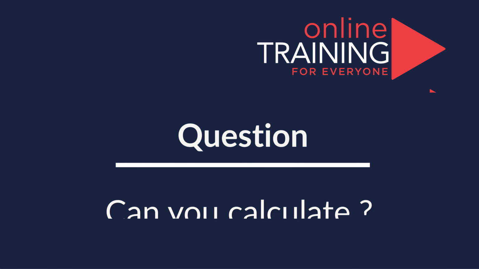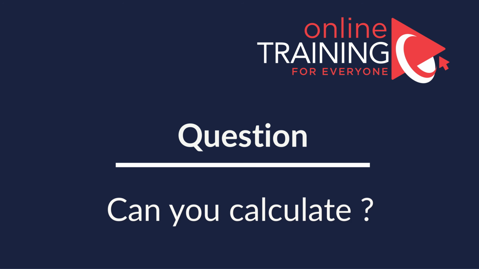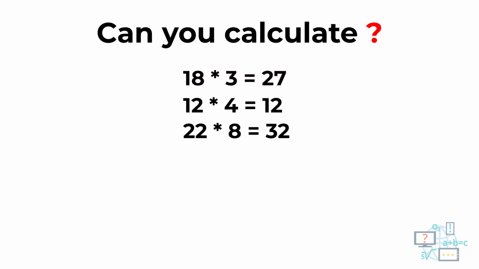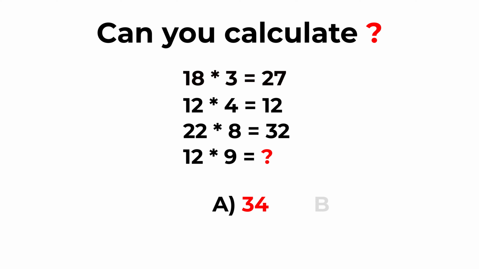Here's an interesting problem from the real test. You're presented with 3 full expressions. 18 by 3 equals 27. 12 by 4 equals 12. 22 multiplied by 8 equals 32. And you need to calculate missing number in the expression 12 multiplied by 9. You have 4 different choices. Choice A, 34. Choice B, 36. Choice C, 38. And choice D, 40.